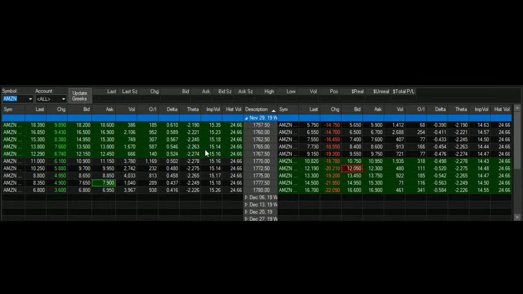But personally, that's one of my pet peeves. Sometimes when you expand the option chains, especially for a name like Amazon that has hundreds of strikes offered, it can be a little bit frustrating when you're trying to find a specific strike. Maybe it's out of the money, right?